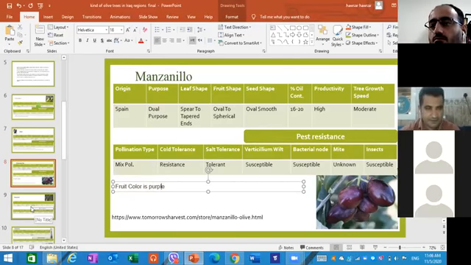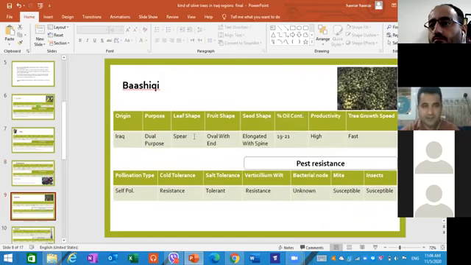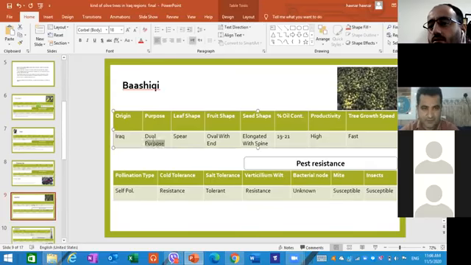After that, Bashiki. Originally it is from Iraq, from Nineveh. Do you know Nineveh, Mosul? It's near the border with Dahuk and Erbil city. Especially the purpose, we use it for eating, and we can use it for oil.